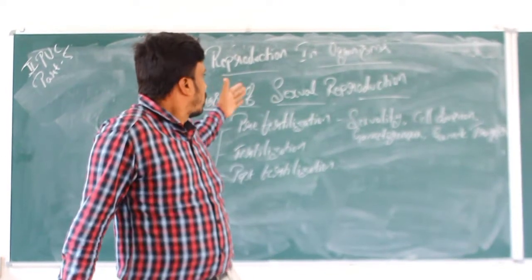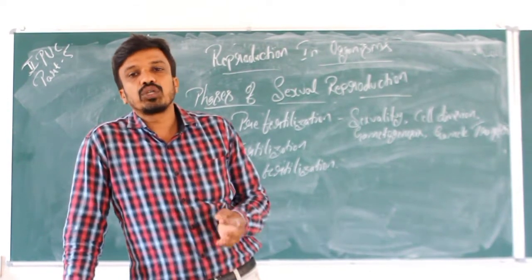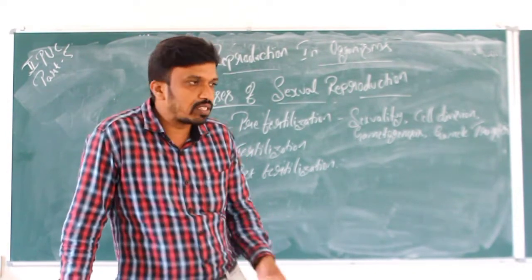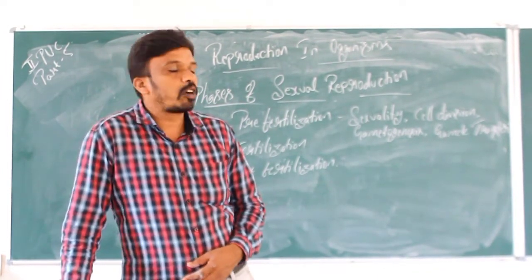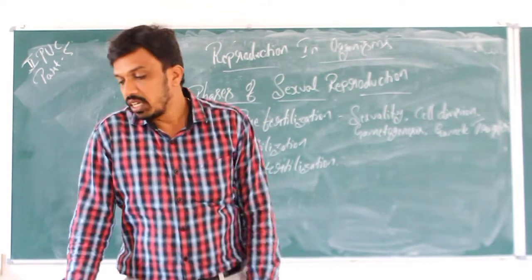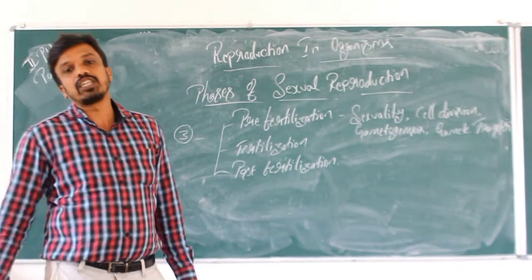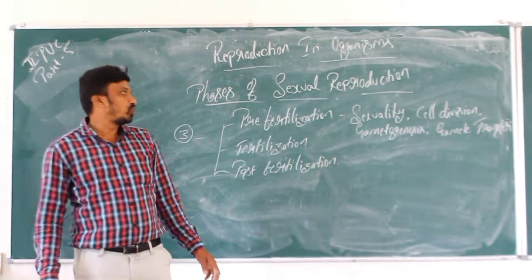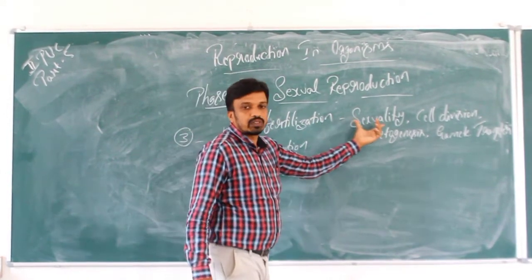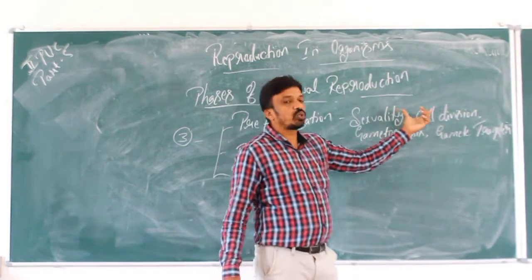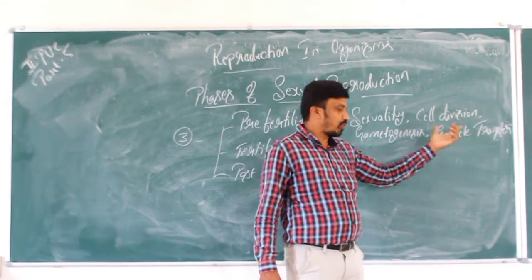So these are regarding the phases of sexual reproduction. The sexual reproduction consists of three phases: pre-fertilization, fertilization and post-fertilization. Pre-fertilization is nothing but the events which occur before fertilization. The pre-fertilization events are of four types: sexuality, cell division, gametogenesis and gamete transfer.